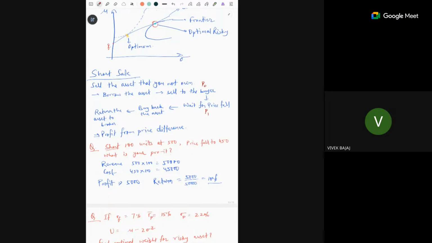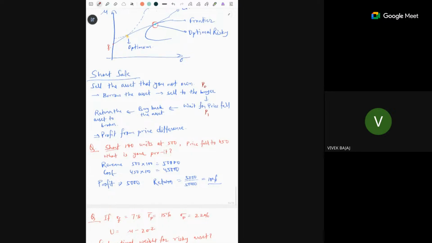For example, you sold 100 assets of a company which is selling at 500, and later the price fell to 450. Then what is your profit? By short selling you gain 50,000 rupees. The price fell to 450, then you purchased them back for 45,000, so the total difference is 5,000. So your total return is calculated on the initial transaction amount, that is 50,000 rupees.